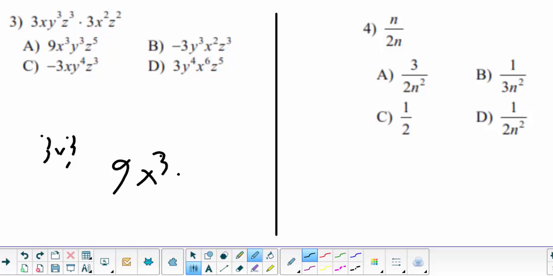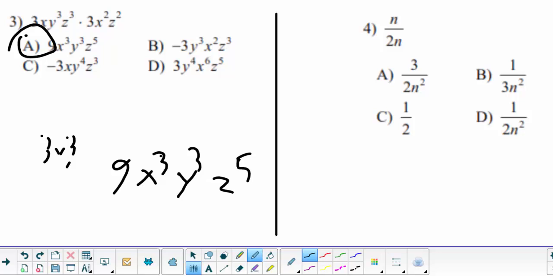And then we only have y to the third on the 1, so we'd keep y to the third. And then our z's, we got z to the third and z squared. So he adds them up to get z to the 5th. So the correct answer would be A. All right, keep going.